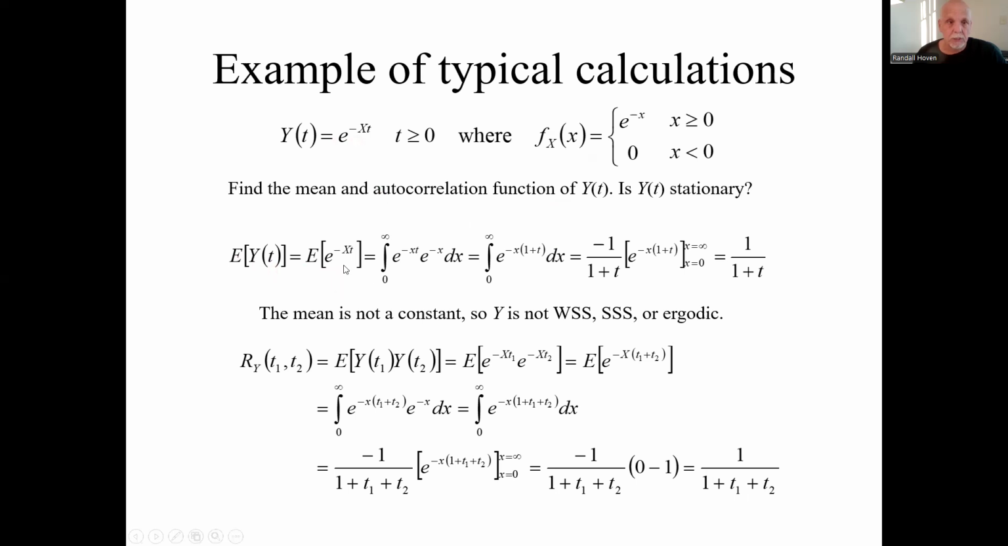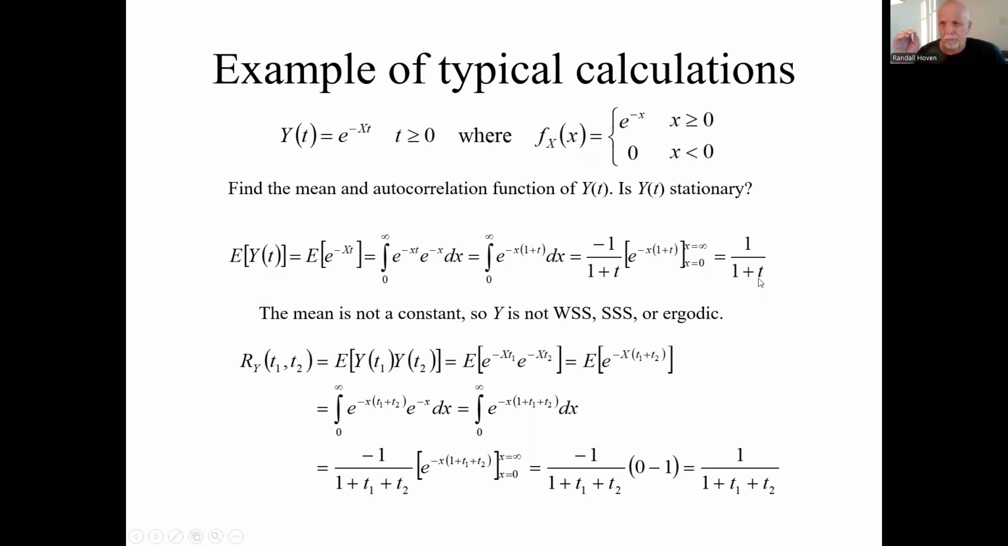Take this function and put it in with the PDF. Here's the PDF. And integrate over all X, in this case, over all X greater than 0. So here is the integral we need to take. I won't go through taking the integral, but here is the setup. And it is 1 over 1 plus t.